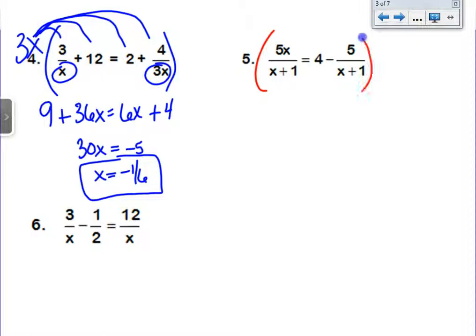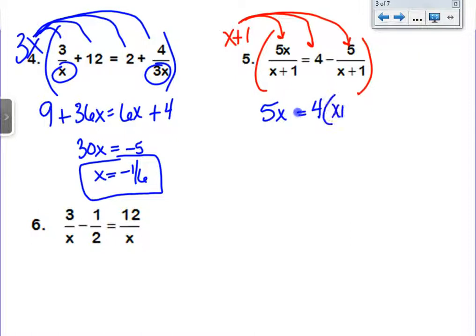Okay, number 5. We're going to multiply through by the common denominator of x plus 1. So for the first fraction, that works out beautifully because it's just going to cancel. Same thing happens here on the last fraction. So 5x, the 4 is still going to be multiplied by the x plus 1, and then minus 5 because the x plus 1's cancel on the last fraction. So when I distribute my 4, I get x equals negative 1.